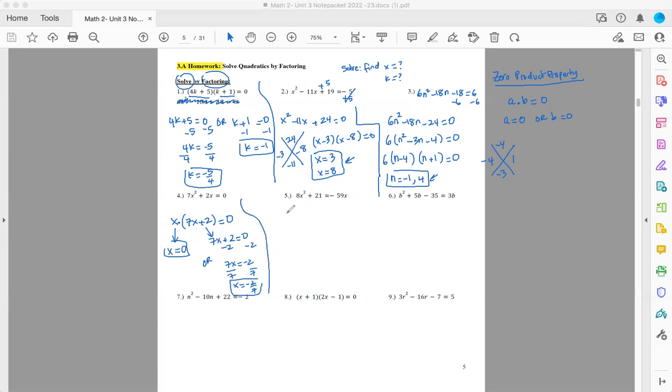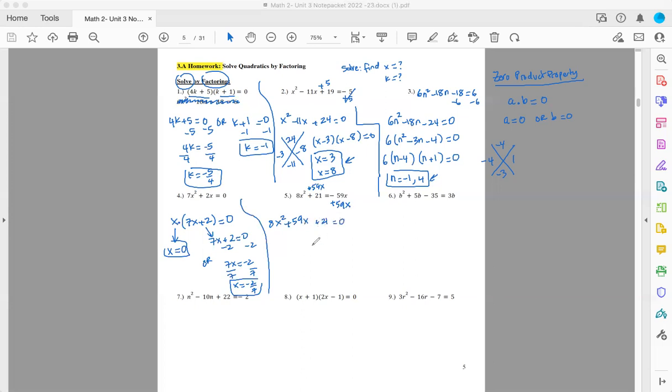Number 5, again, add 59x to both sides. Just be careful when you're adding and writing equal to 0. You need to make sure that your trinomial here, or your polynomial in general, is in standard form, in descending order of the exponent. So 8x squared, and then plus 59x, just be careful with that, and then plus 21, and that's equal to 0.